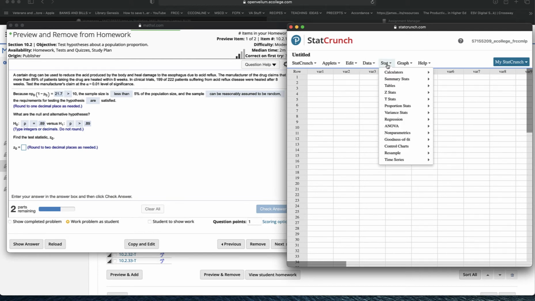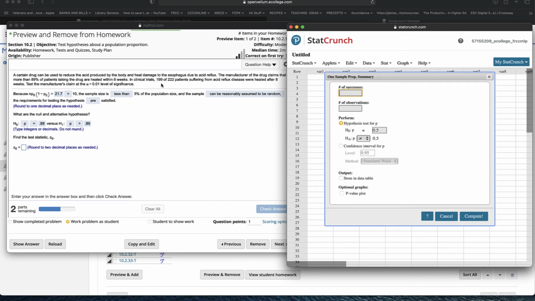Here we're going to come over to Stat, and we're going to do Proportion Stats, and this is one sample. Notice we don't have the data, so we'll just choose summary. The number of successes comes from right here, so that's 199. Our number of observations is 222. And p under the null, we said, was 0.89. And the alternative was greater than 0.89. So we've got everything that we need.